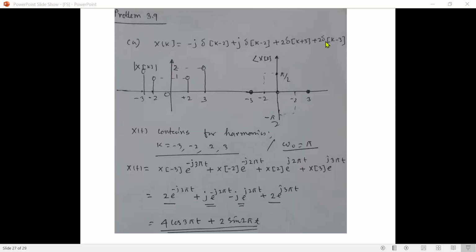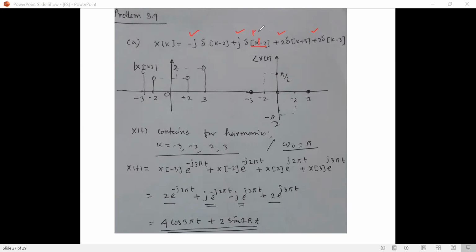So what is there? This term should be plus. Okay, k plus 2. Look, then the coefficient associated with each of your deltas are what? These are the values of your Fourier constants. Then how many Fourier constants do we have? We have 4 Fourier constants. One is at k equal to 2. Another is at k equal to minus 2.